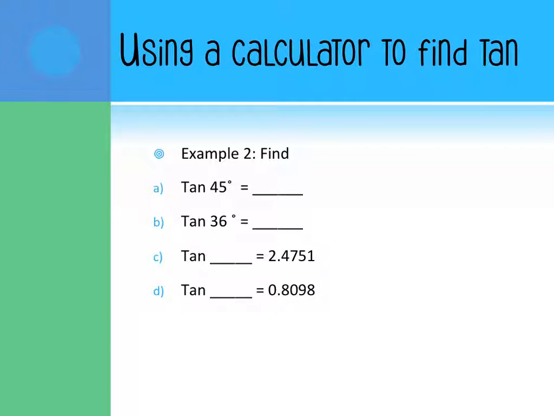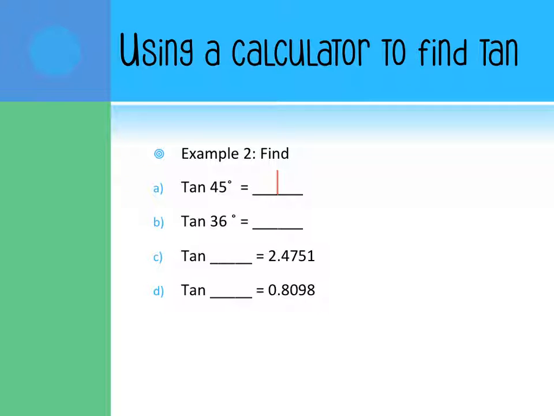Now, in this example, we're going to learn how to use our calculator. So if I ask you to find the tan of 45, if you have the TIs, you're going to hit the tan button and then the 45 and then hit enter. If you're using your iPad, you're going to do 45 and then hit the tan button. When you do this, everyone should get the answer of 1.